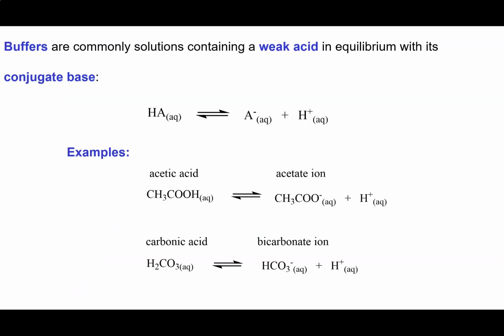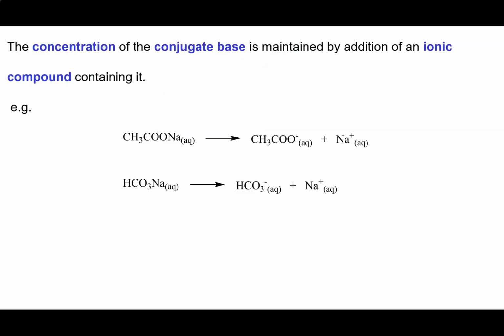Typically, a buffer will be a solution containing a weak acid in equilibrium with its conjugate base, keeping in mind that a conjugate acid-base pair are just two things that differ by one proton. Classic examples of weak acid conjugate base pair buffers would be an acetic acid acetate ion buffer or a carbonic acid bicarbonate ion buffer. Your acid does need to be a weak acid, so we can't do this with strong acids.